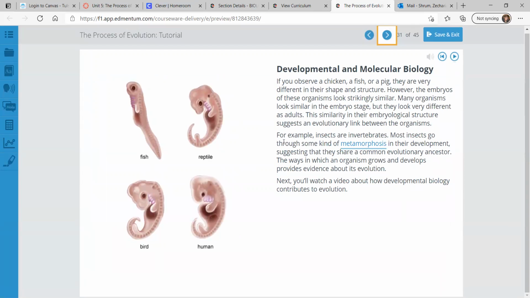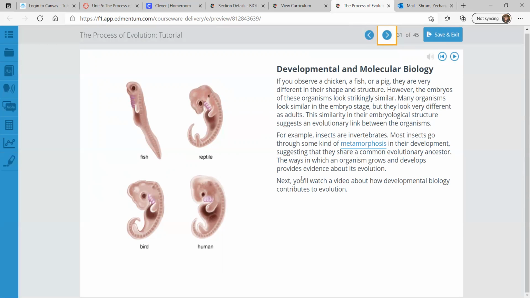Developmental and molecular biology. If you observe a chicken, a fish, or a pig, they are very different in their shape and structure. However, the embryos of these organisms look strikingly similar. Many organisms look similar in the embryo stage, but they look very different as adults. This similarity in their embryological structure suggests an evolutionary link between the organisms. So look at us. Here's a fish, reptile, bird, human.